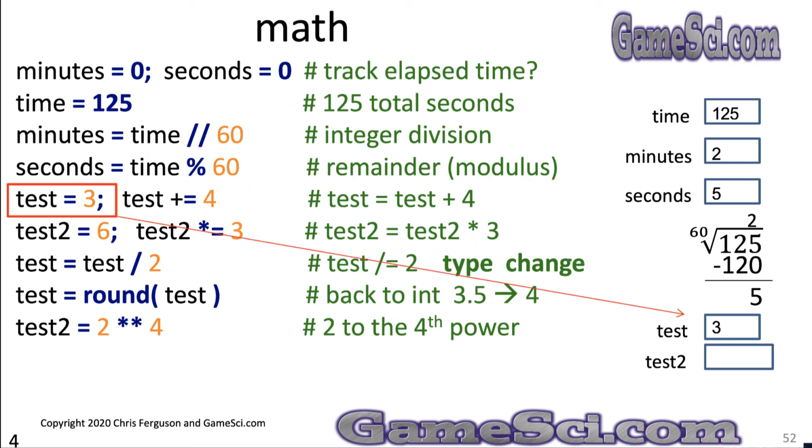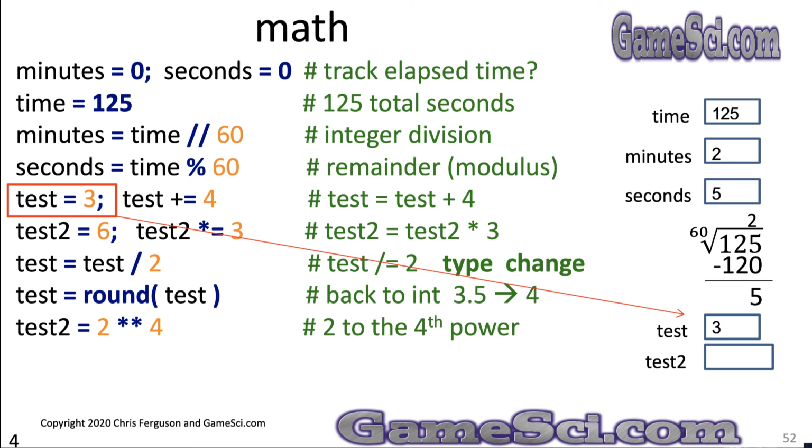test = 3; test += 4. Now I'm trying to jam a lot of commands in here. That's why I'm using the semicolon. I don't really want you to use the semicolon, but you can use it when you want to put multiple lines of code on the same line.